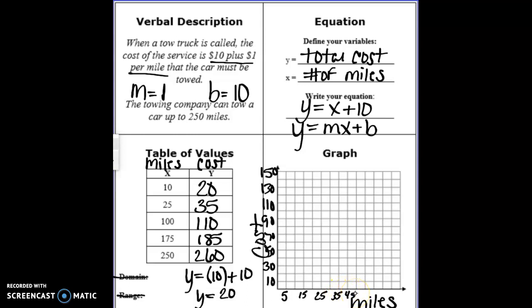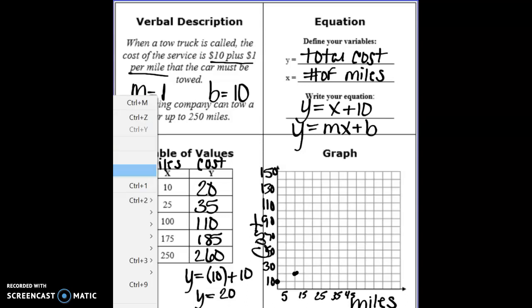So now I'm going to plot my points. When x is 10, y is 20. So I'm going to plot a point there. When x is 0, y is 10. When x is 25, y is 35.